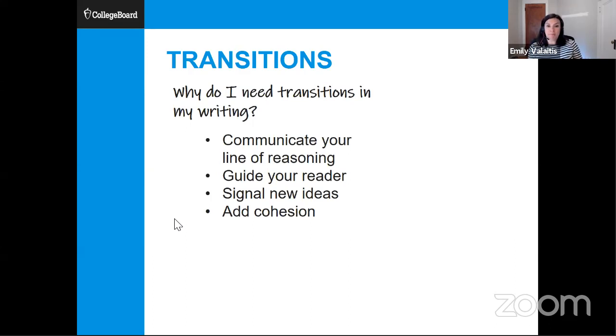of transitions. Transitions are incredibly important to your writing. They guide your reader. They are highlighting the line of reasoning, helping your reader go through it step by step. So not only does it communicate your line of reasoning, it's going to guide your reader through that. Sometimes it's going to be a really good wake-up call to your reader and signal a new idea is about to be presented. And then obviously it's going to add some cohesion. It's going to make your sentences build upon each other and flow so much more.